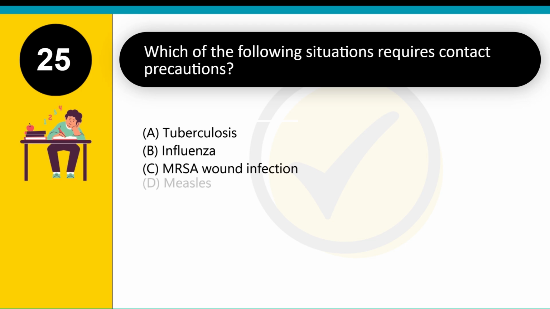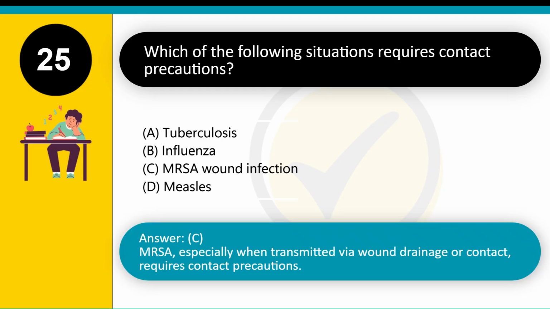Which of the following situations requires contact precautions? A. Tuberculosis. B. Influenza. C. MRSA wound infection. D. Measles. Answer: C. MRSA, especially when transmitted via wound drainage or contact, requires contact precautions.